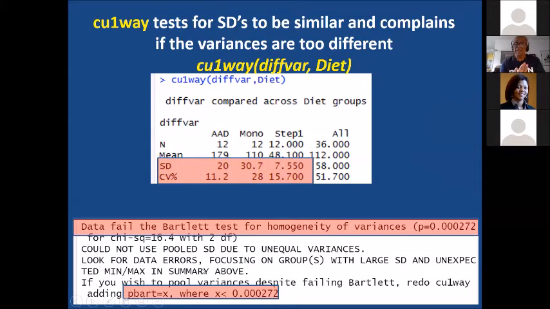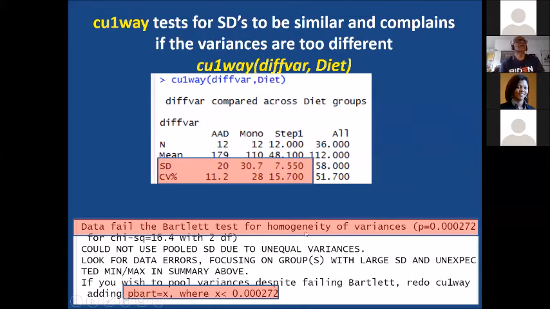But here it goes ahead and does what it thinks is best. It doesn't ignore this problem. However, if you don't like it doing the unequal variance test, you can override it by having an option p_bart equal to something. If you say p_bart equal to 0, for instance, it will never do this. It will always do your one way. But of course, it may be the wrong thing to do.